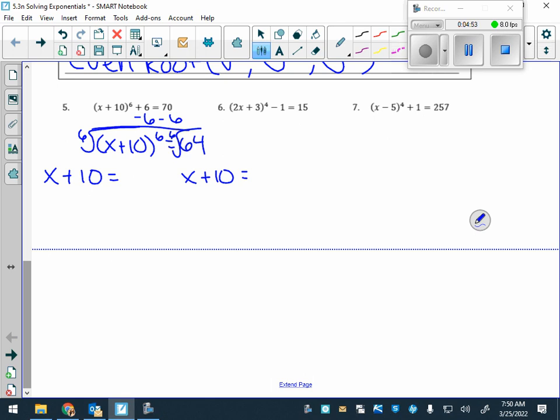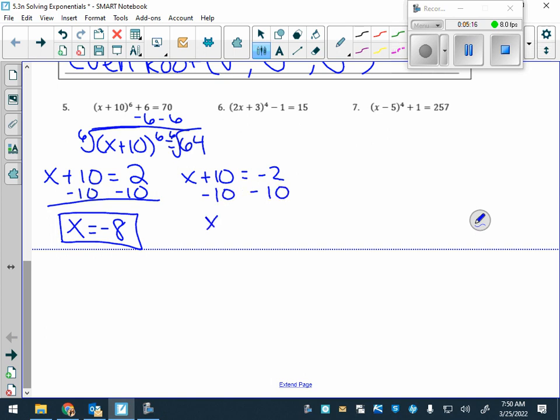What is the 6th root of 64? Yeah, Kenny. 2. So we will have x plus 10 equals 2, and x plus 10 equals negative 2. Now we go about solving. So we subtract 10. All right, good. So we have two possible solutions: x equals negative 8 and x equals negative 12. Even root, plus or minus.